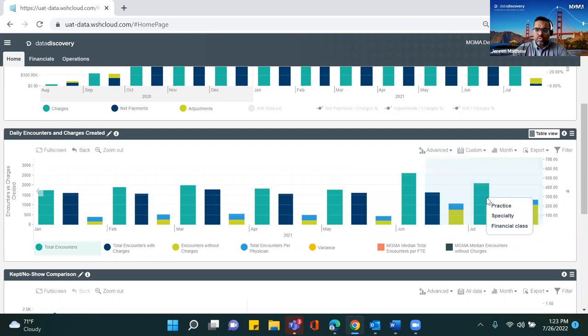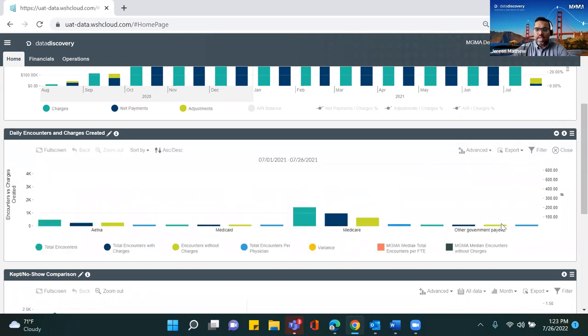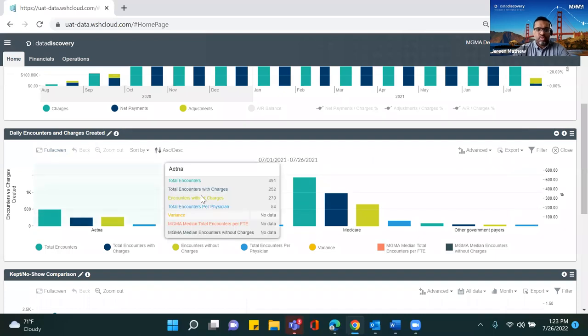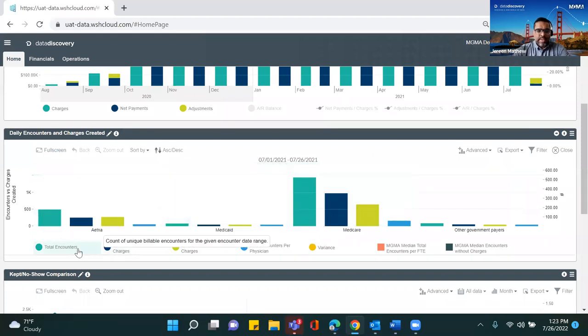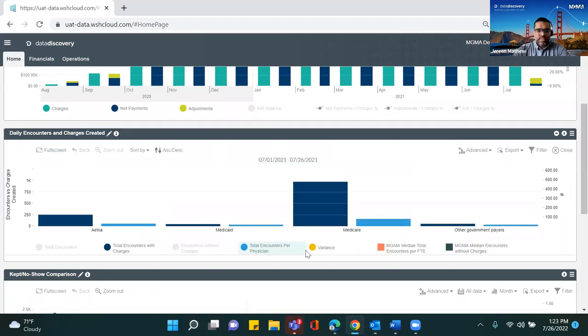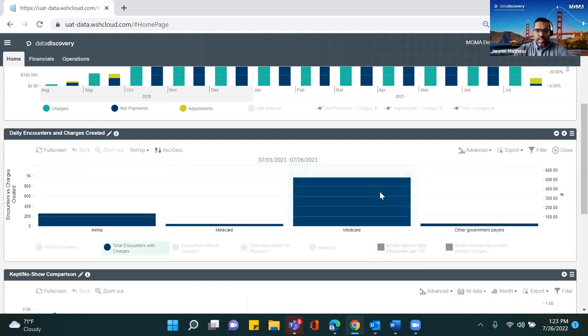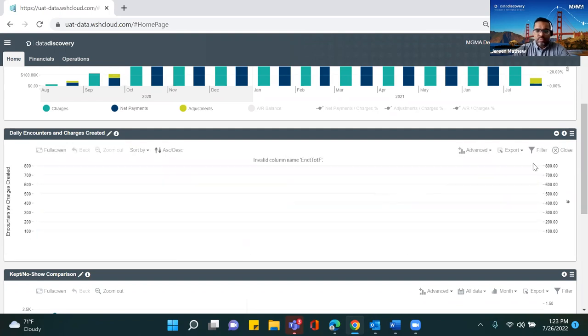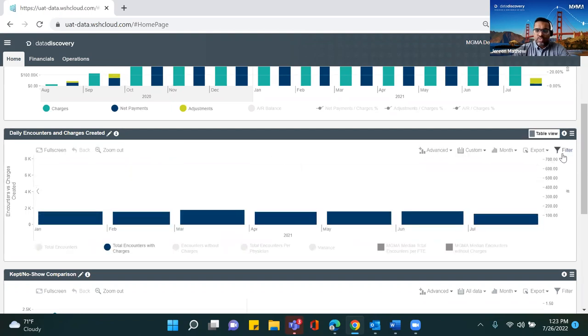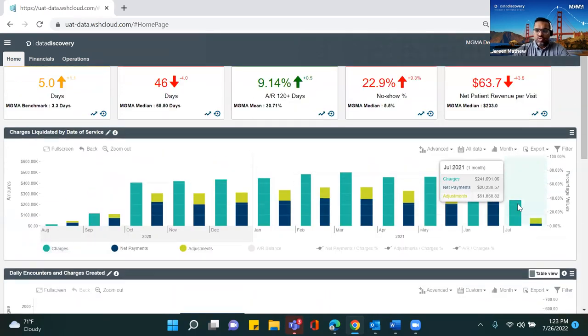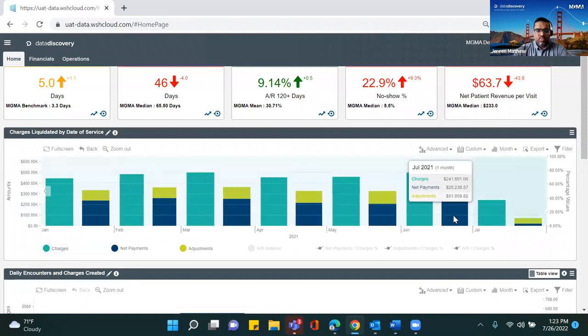And finally, getting down to the details was important. So all you need to do is click on the graph and it gives you options to drill down by financial class, in this case of volume, and then look at volumes for Aetna or Medicare. And I'm going to look at encounters with charges. I can just slice that there. I can see my Medicare volume is high. Dig down a little further to get into the details in this. Let me show you another example where I can walk you through details.